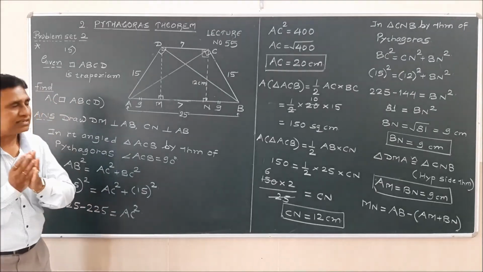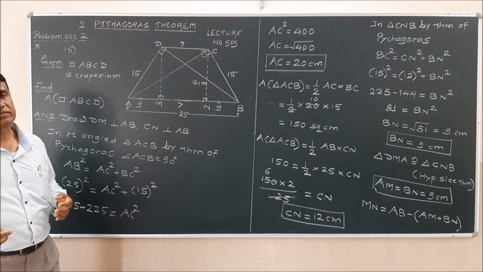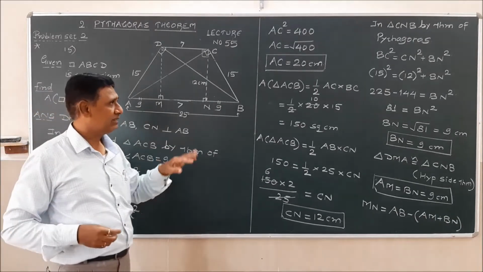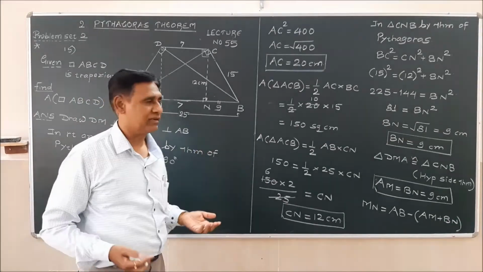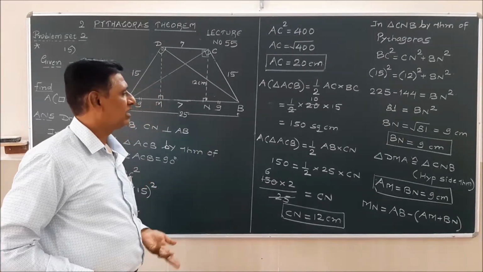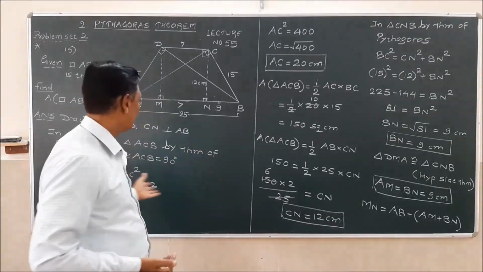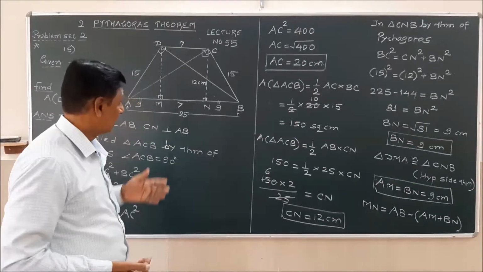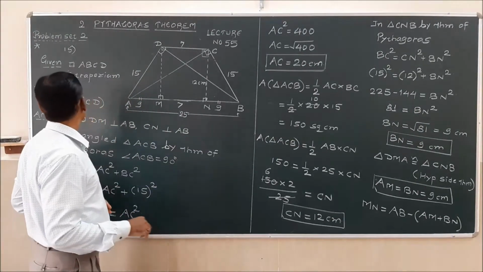Welcome to the last lecture of this chapter number 2, that is Pythagoras theorem. This is a very lengthy sum. This sum may not be asked also, because the maximum weightage is 4 marks in your paper, and if you keep on solving this sum, I don't feel that it is even more than that. Anyway, please try to understand.